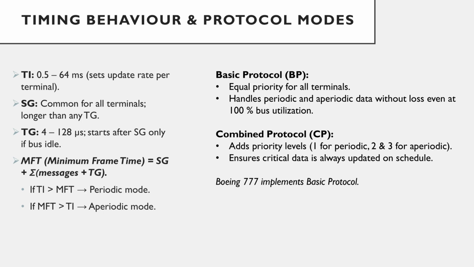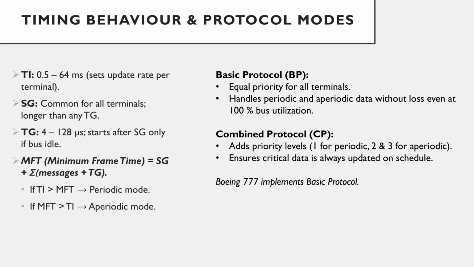The transmission interval defines the period between transmissions from the same terminal. The synchronization gap is a global idle time before anyone can transmit, and the terminal gap adds a unique offset for each terminal. Depending on the relationship between these values, the bus operates in either periodic or aperiodic mode.